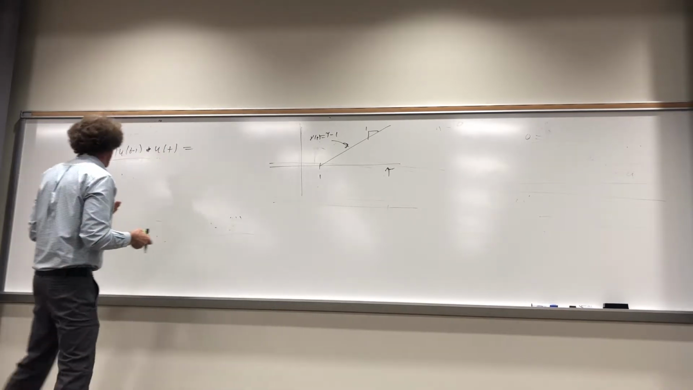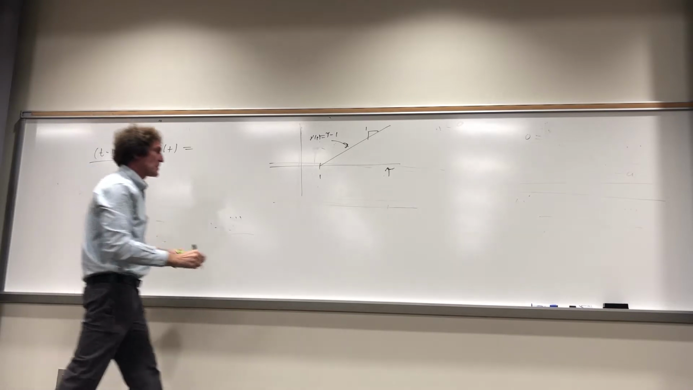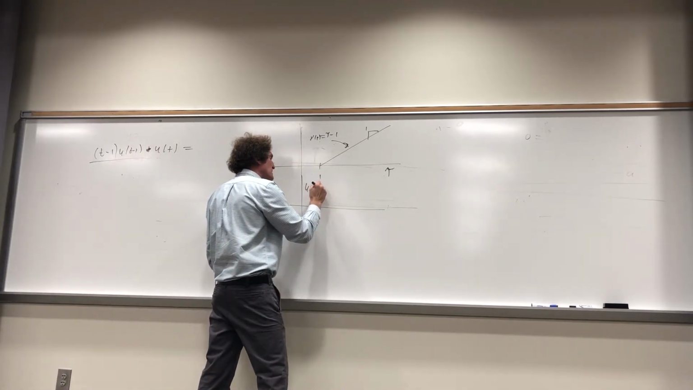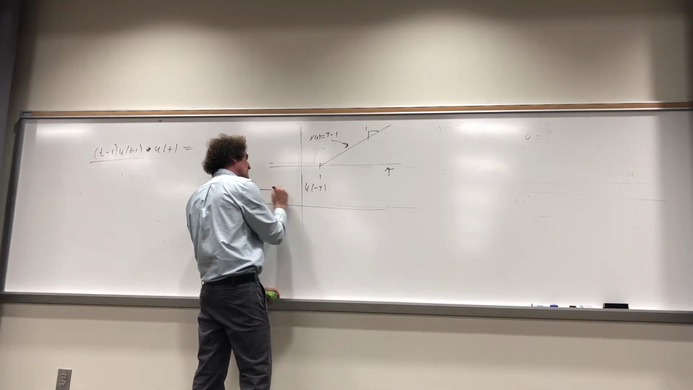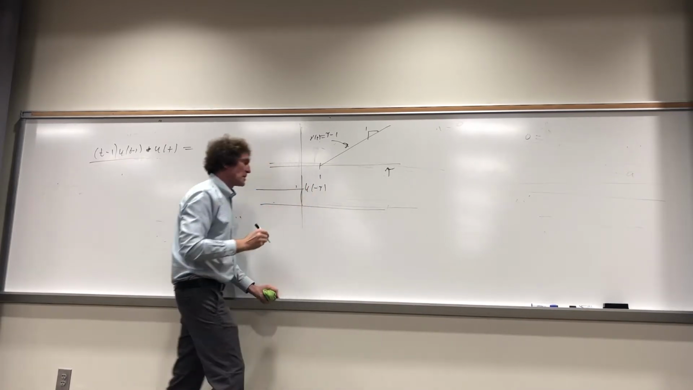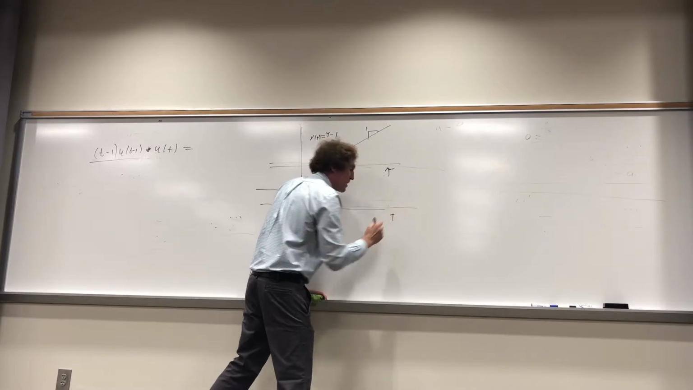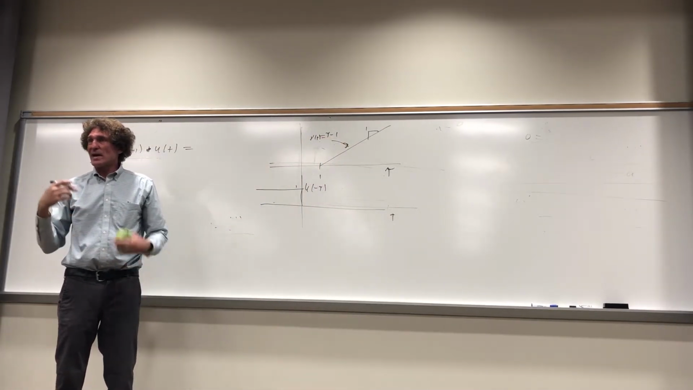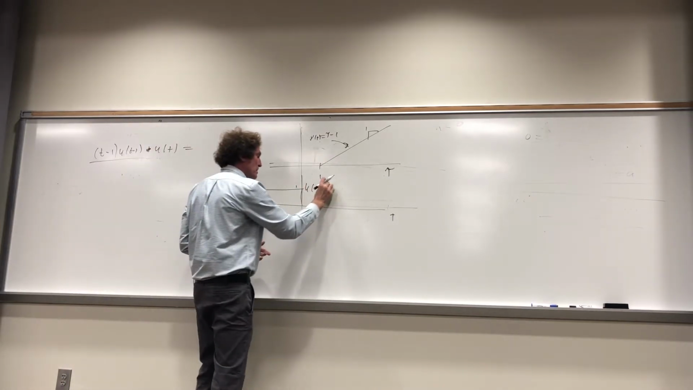Now, I take this one, u of t, and I flip it. And when I flip it, I get u of minus tau, and that looks like this, height 1, this is versus tau, right? Agree, class? Now, when I add t inside here, let me do it this way.